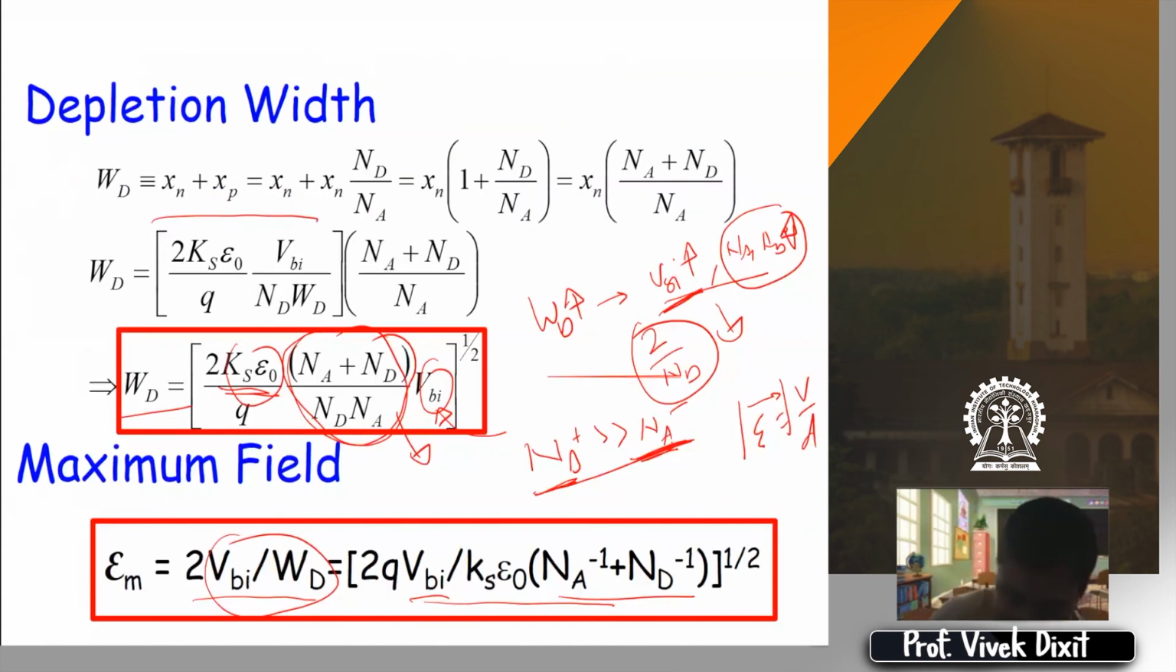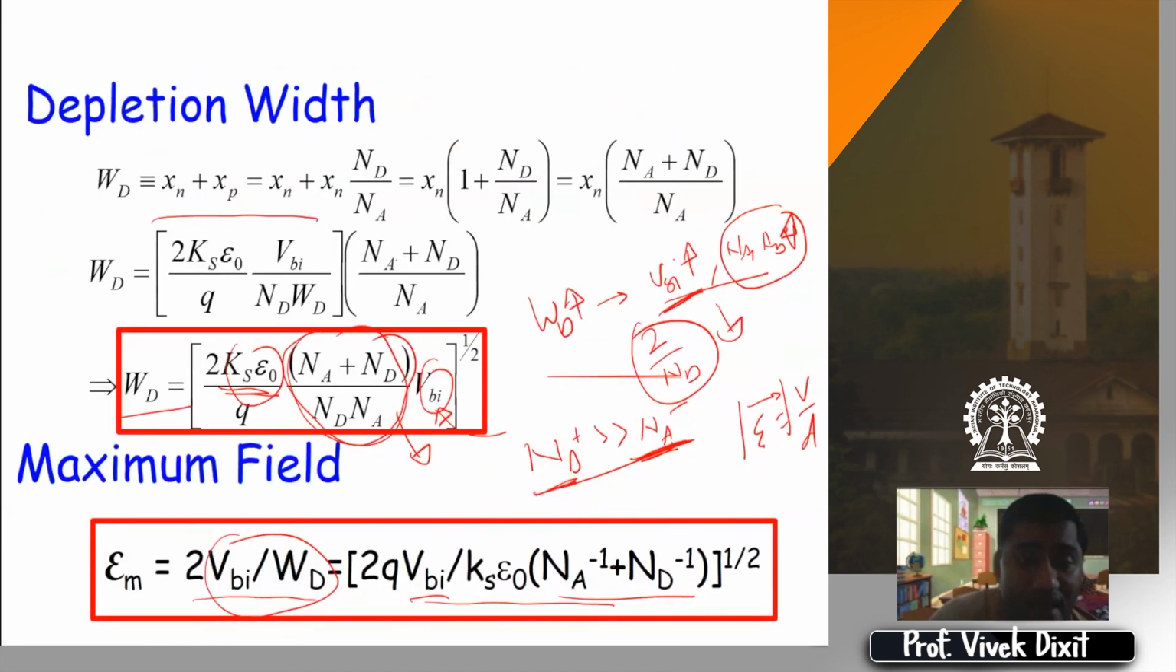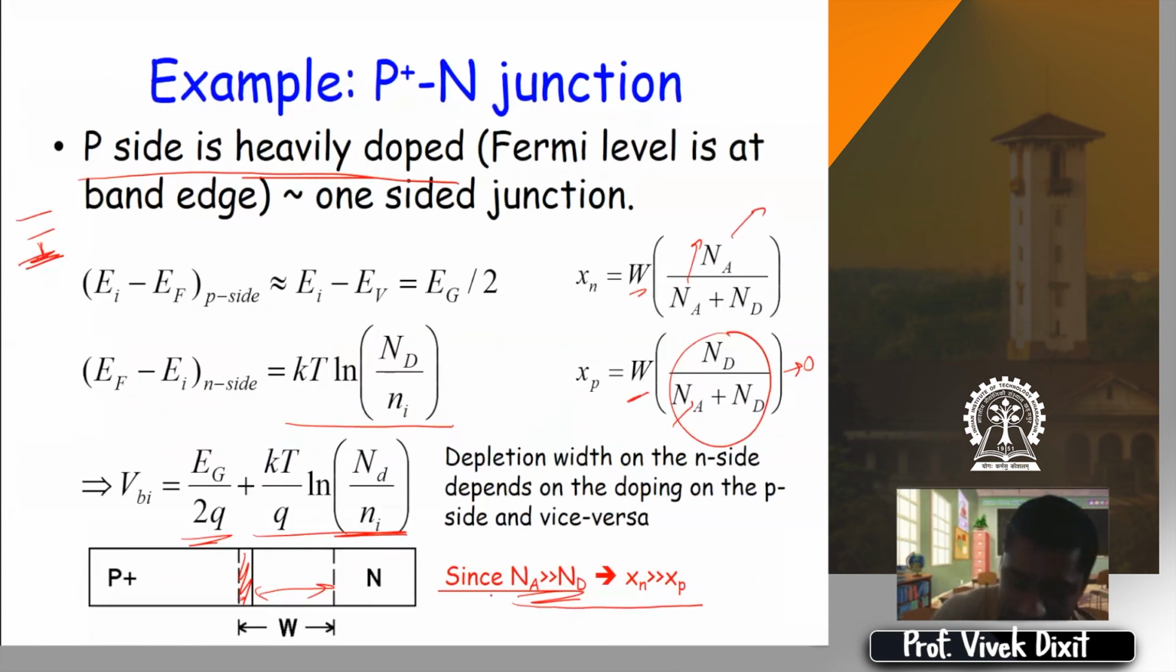The expression for W is, now you see here, Na is much larger than ND, right? So if we substitute here, Na is much larger than ND, so this will cancel. So it will be 1 by ND. So depletion width will be proportional to 1 over ND, and this is the same as Xn.